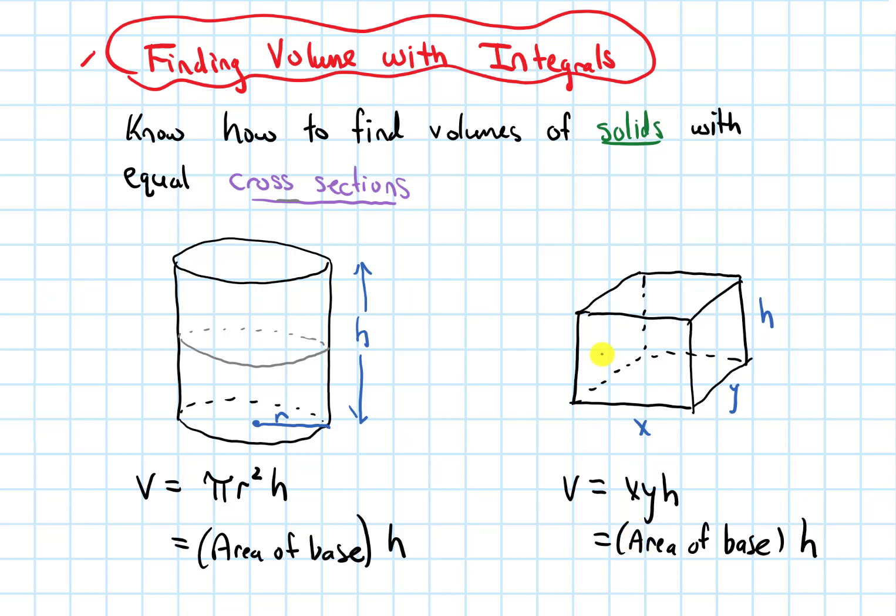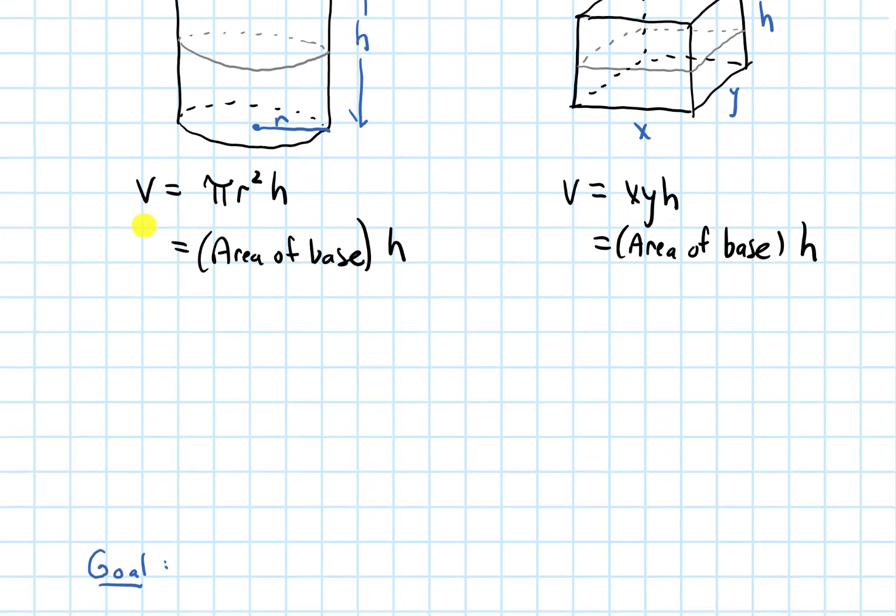If I were to slice this rectangular box with a horizontal plane, we would get a shape like this, which is a rectangle. So no matter how high up or down I slice it, we have that same cross-sectional shape. We could even have something more general and curvy of a shape.